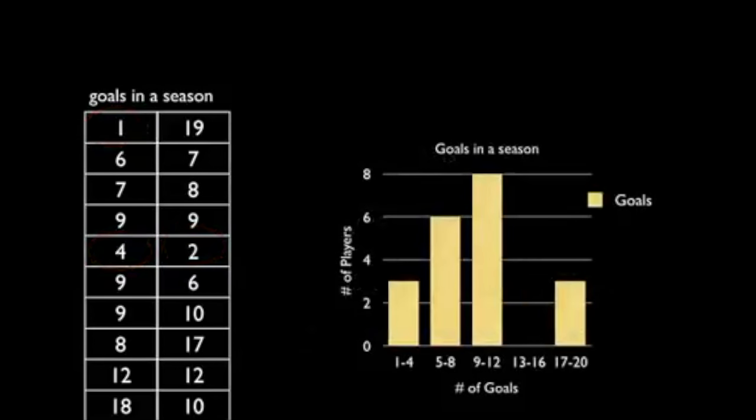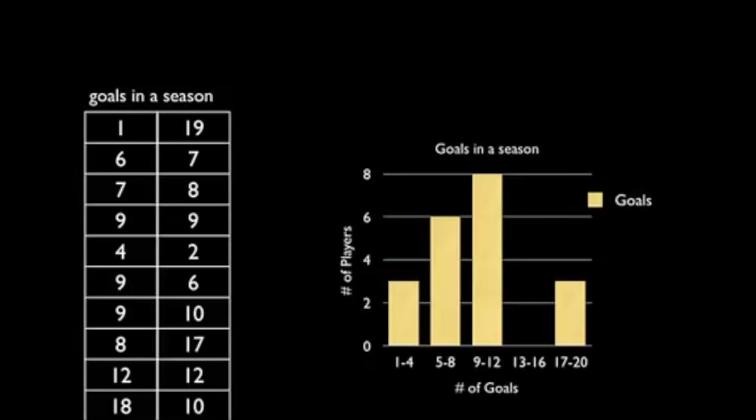So again, I've done this on the computer, but this is kind of the end result, where now the data is grouped together, and I can see that the majority of people are scoring 9 to 12 goals on my hockey team.